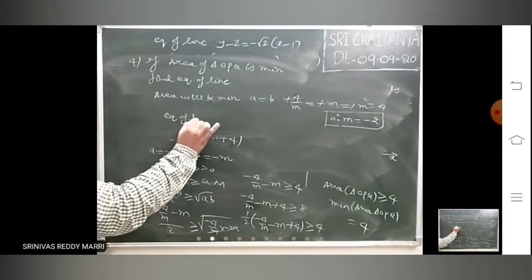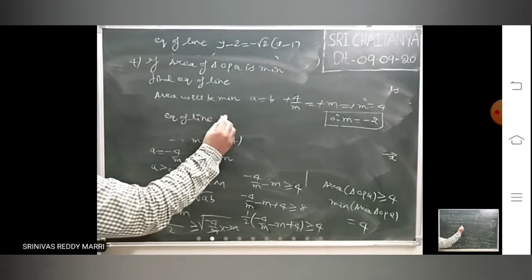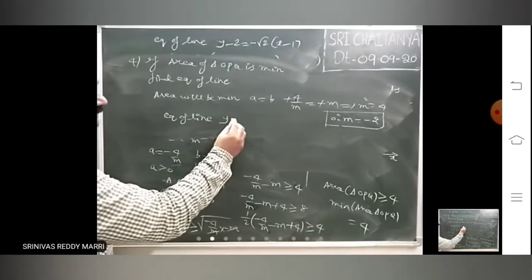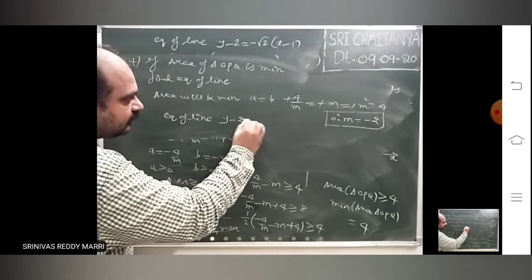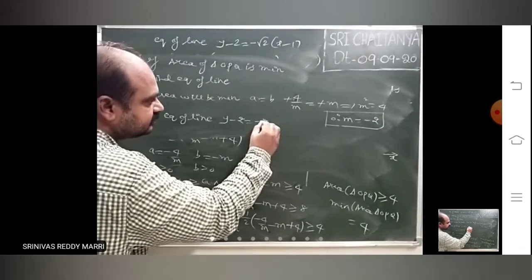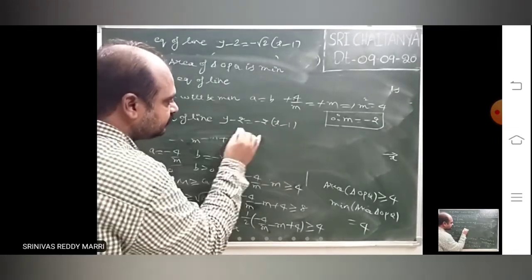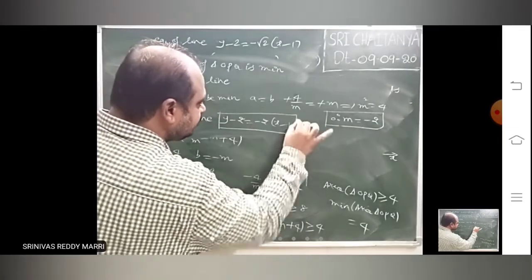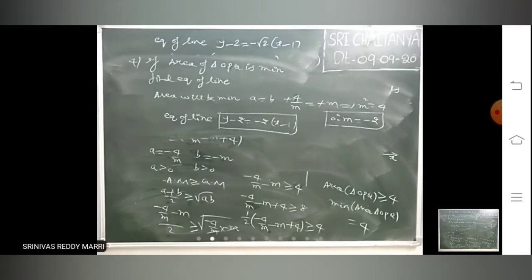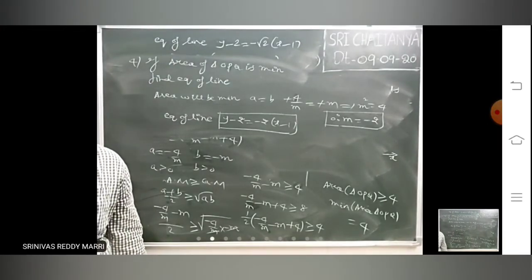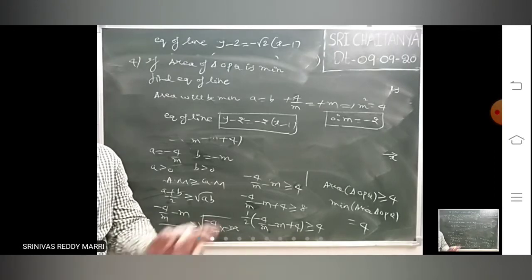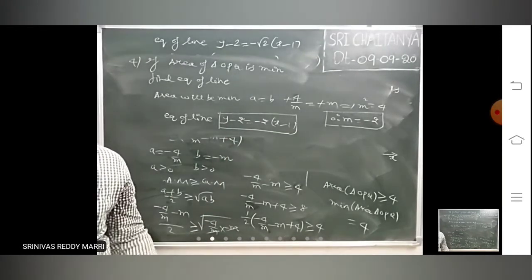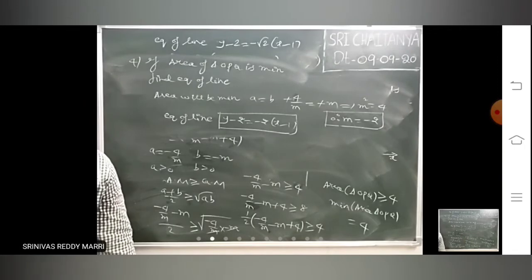Therefore, equation of line is, it is passing through 1, 2. Y minus 2 equals to minus 2 into x minus 1. This is the equation of the line. Like that. For this, I will tell a shortcut. If the same model came, you can apply the shortcut. Note down first for 2 minutes.